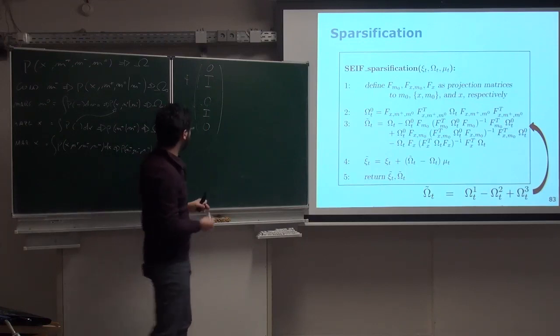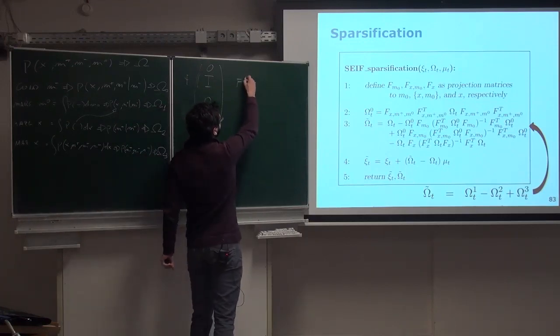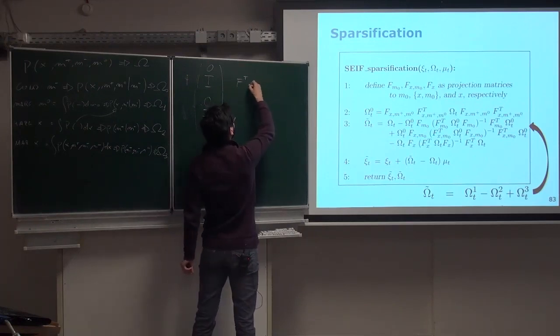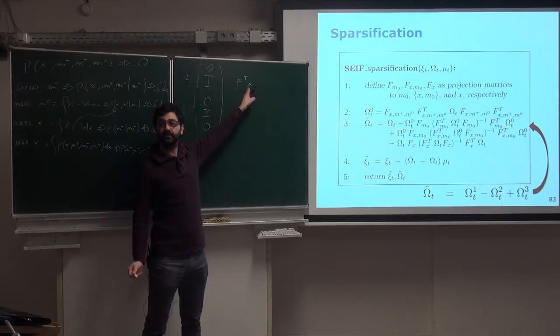The effect is that when you do F transpose times a vector, let's say, you are just extracting the elements that you care about, and they were indexed by F.